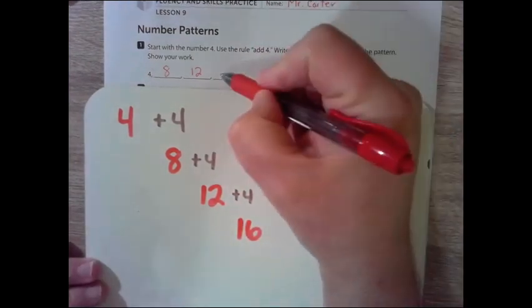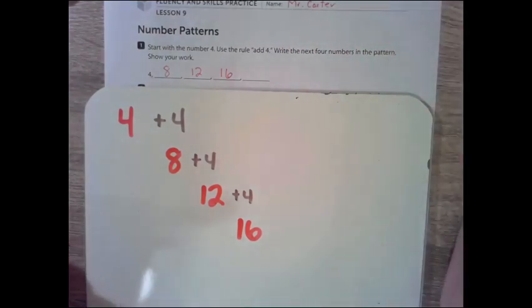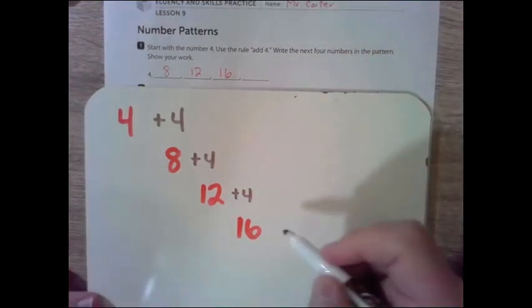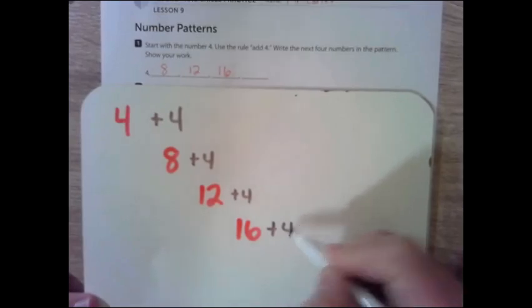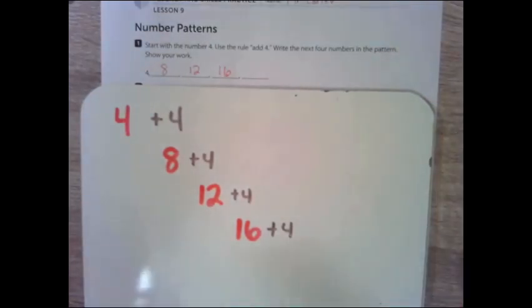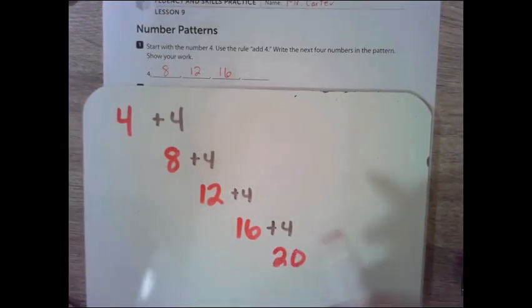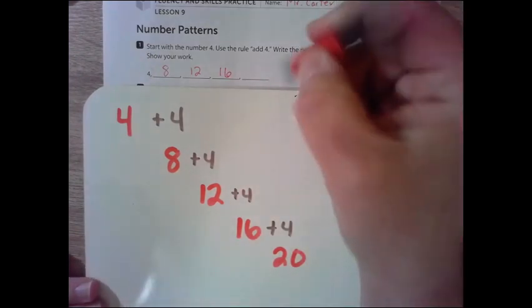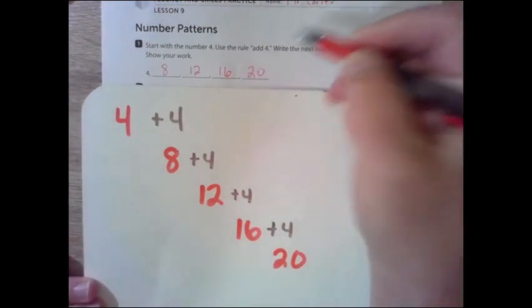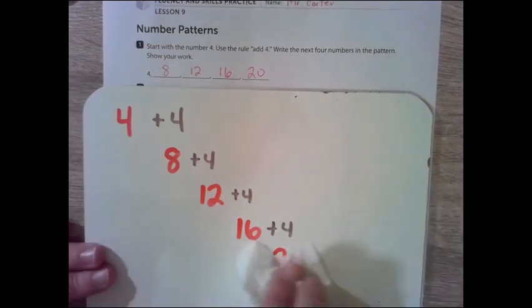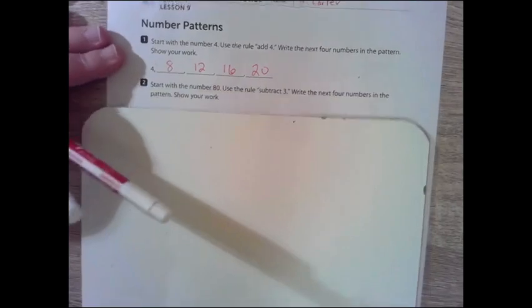Put that here. Then add 4 again, one more time. 16 plus 4 is 20. That does it for number 1. We were just adding 4 every time and seeing that pattern.